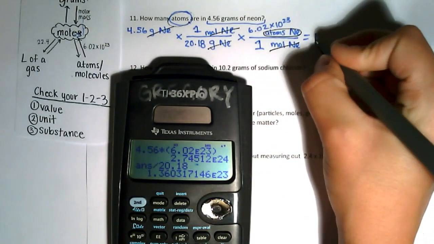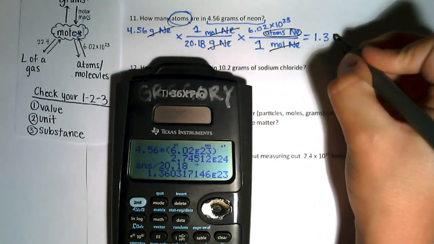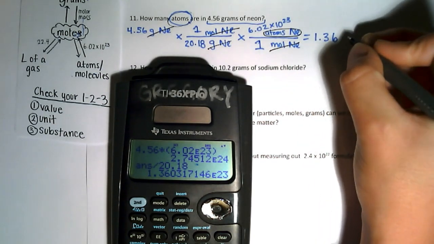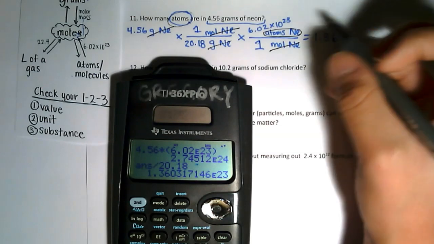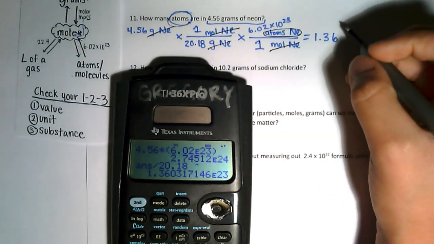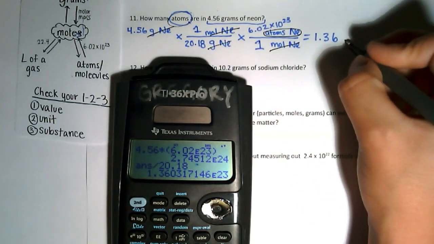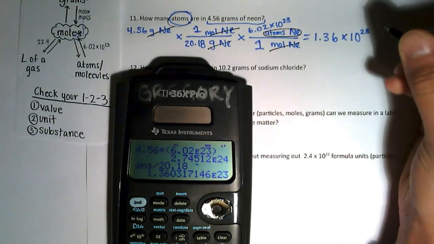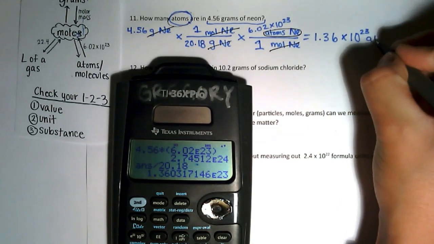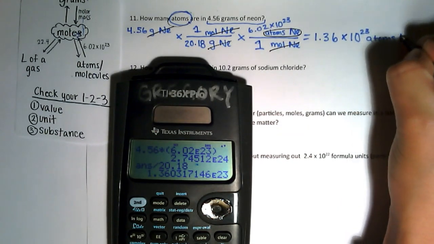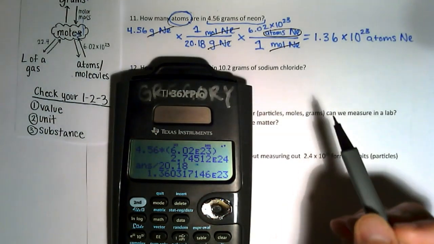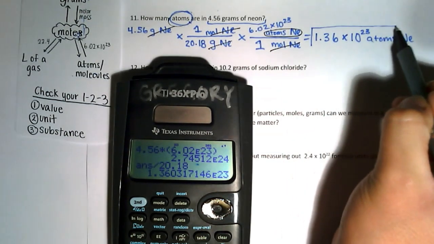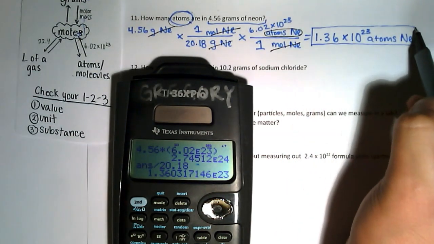It's 1.360, but I'm going to round there. That's convenient. It already has 3 significant figures. 1.36 times 10 to the 23rd power. And their units are atoms of neon. Now I'm going to box that answer in. There's our final answer.